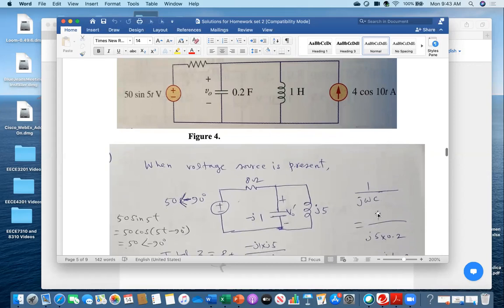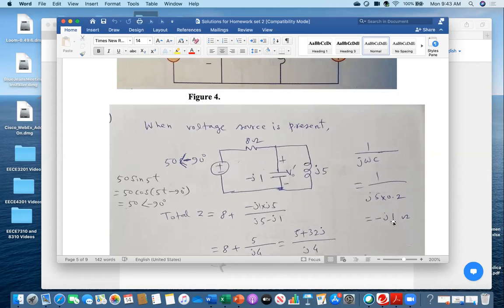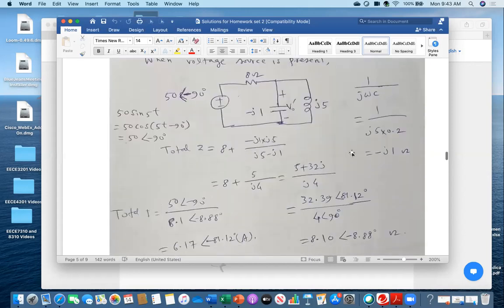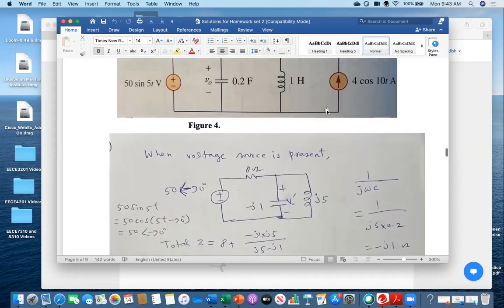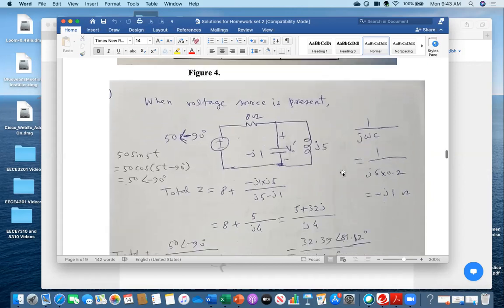1 over j omega C: omega is 5, you see this is sine 5t, so omega is 5 and the C value is 0.2. So I got minus j1. That's why I wrote here minus j1. And then for this 1 Henry inductor, I got j5 because omega is 5. So therefore j5. So therefore this is my circuit. Now based on this circuit, find out what the voltage is here.